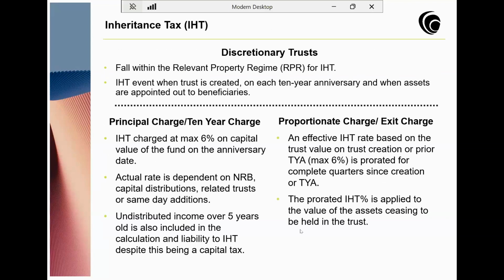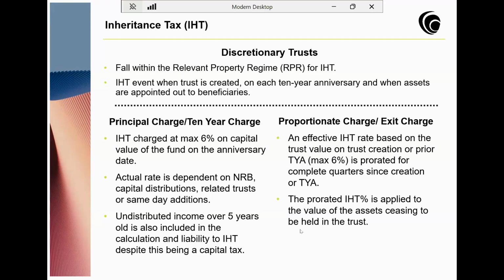So discretionary trusts, these fall within the relevant property regime for inheritance tax. There's tax when a trust is created, on each 10-year anniversary, and when the assets are appointed out to beneficiaries. The 10-year charge is a maximum rate of 6%, but it will often be a little bit lower if you've got a nil rate band available.